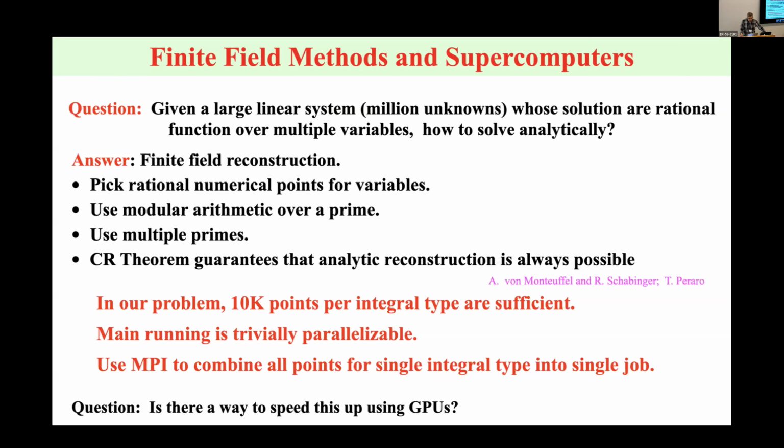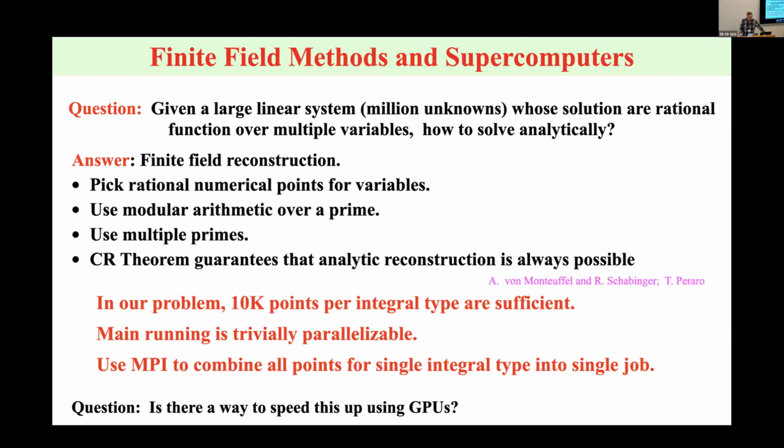So we, of course, just import that and have polished the code to make it really fast and efficient. We need about 10,000 points per reconstruction. There's 300 types of integrals. Each type can have millions of actual integrals. And so you throw 10,000 points and you solve for one type, then you go on to the next one and so on. The parallelization is trivial.